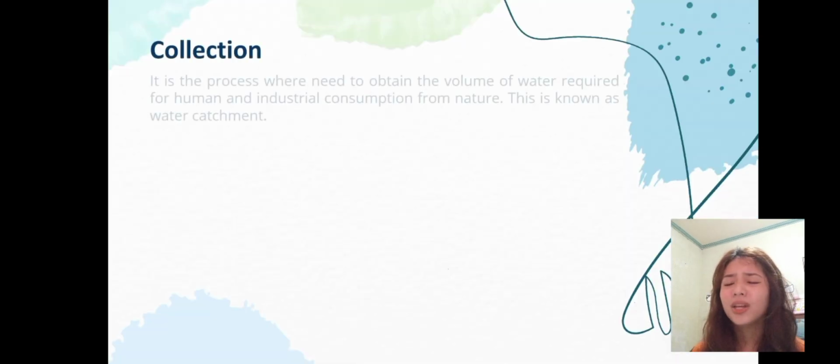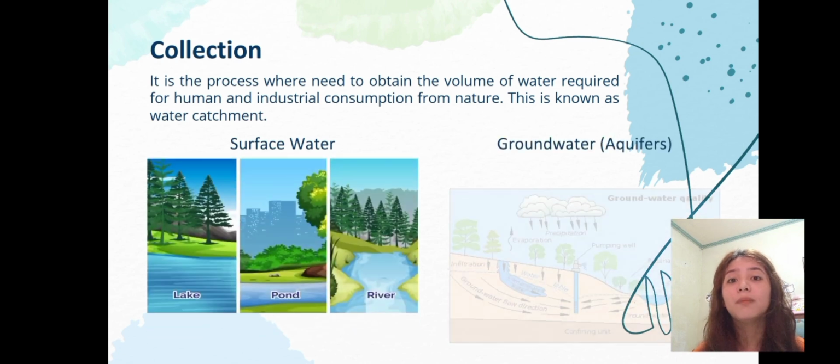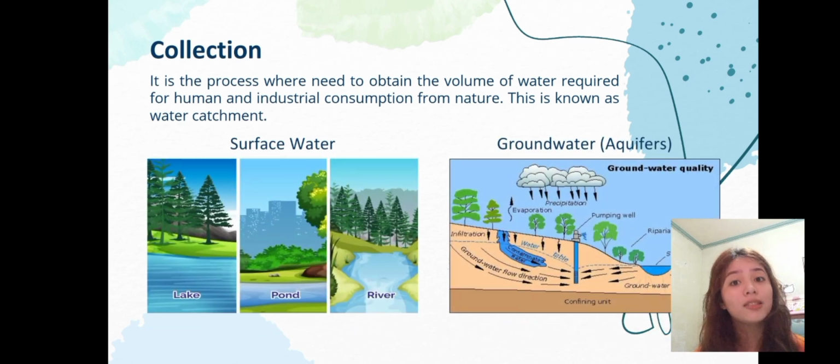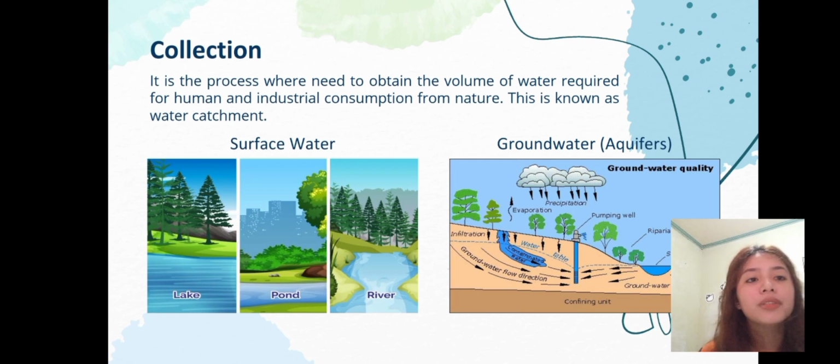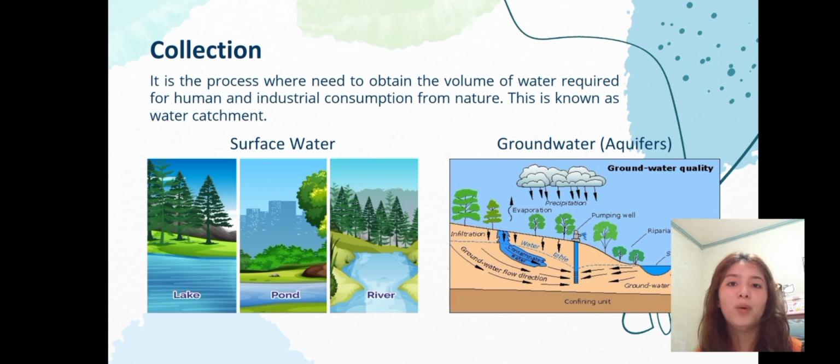Collection is the process where we need to obtain the volume of water for human and industrial consumption from nature. This is also known as water catchment. In water catchment, we have different ways on how to collect the water that we need to obtain. In the surface water like lake, pond, river. And the groundwater, in groundwater, there is a lot of process that we can get the water like evaporation, precipitation, and also in pumping well.